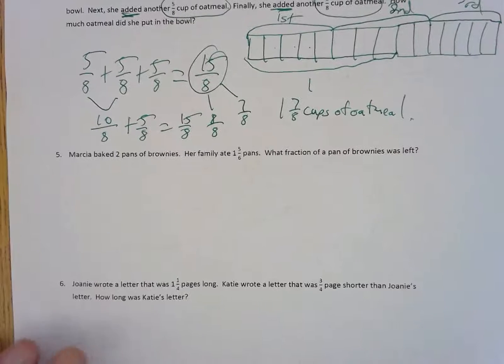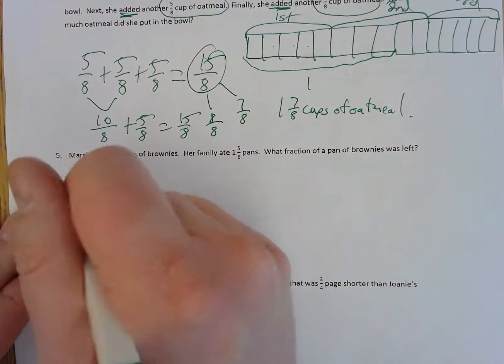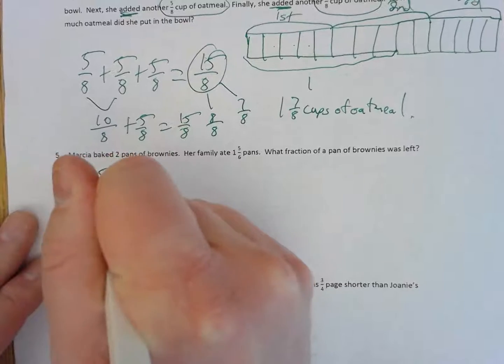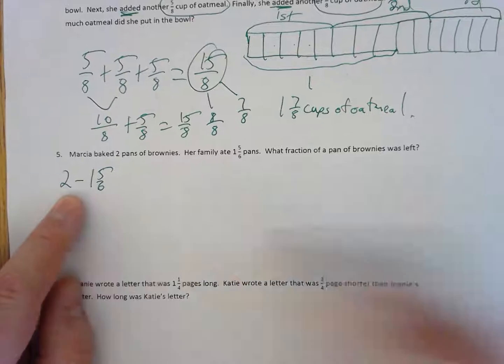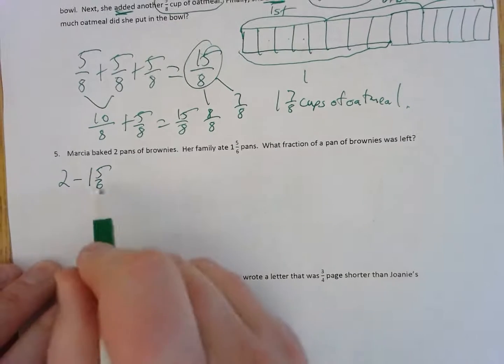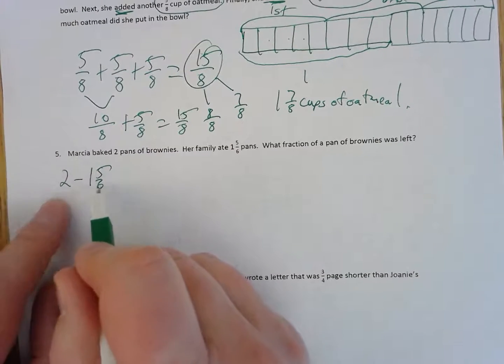All right. Marcia baked 2 pans of brownies. Her family ate 1 5/6 pans. What fraction of a pan of brownies was left? Okay. So we're basically taking 2 minus 1 5/6 because we're starting with 2 pans. They ate that much, so it's gone. So we're dealing with sixths, so we need to turn these into fractions with sixths.